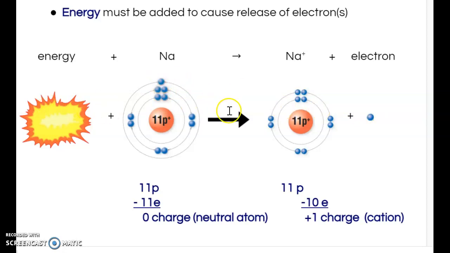So energy is added, and sodium now loses an electron. Because you have 11 protons, and now you've lost that one electron, sodium becomes plus one charge. 11 minus 10 is plus 1. So sodium now becomes Na plus, and that's the ion, the cation, that sodium forms.